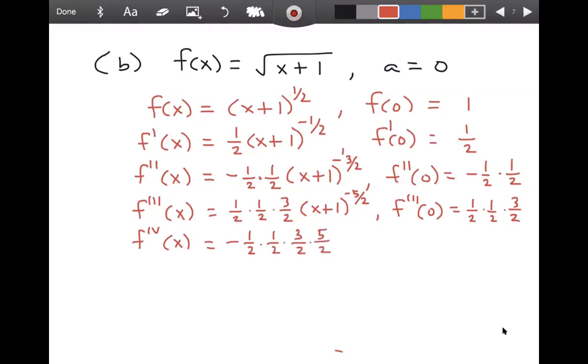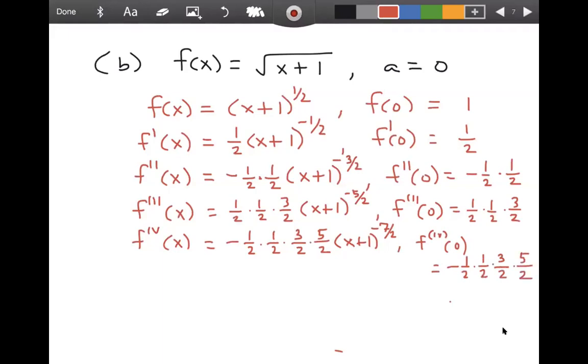Okay, remember this odd number factorial thing we've talked about a couple times before? It looks like that might come up here. All right, and the fourth derivative at 0. I don't know why I put that Roman numeral 4 in parentheses. Doesn't really matter.